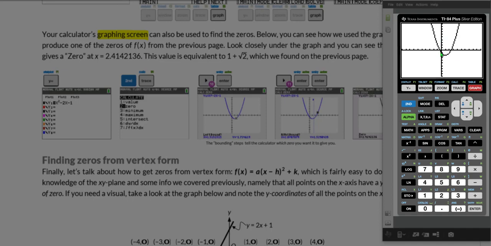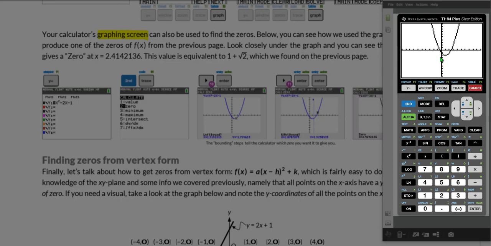Now, a quick visual inspection here would tell me that it looks like my zeros are probably about, I don't know, what does that look like? -0.5 and maybe 1.6, 1.7. So just by graphing the function, you'll get some sense of where your zeros are. However, you're going to want more than some sense of where your zeros are. You're going to want to know exactly where your zeros are.